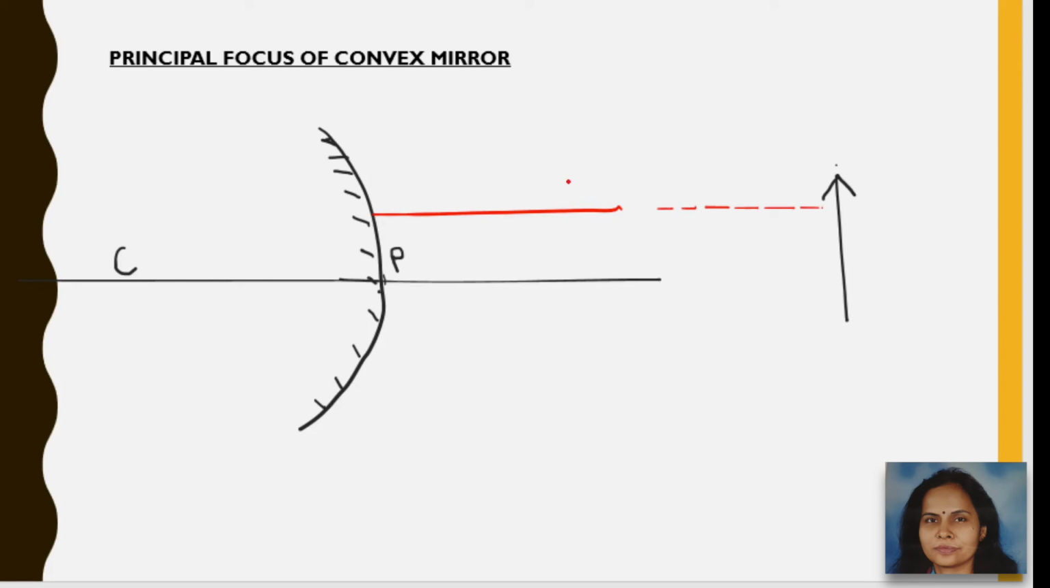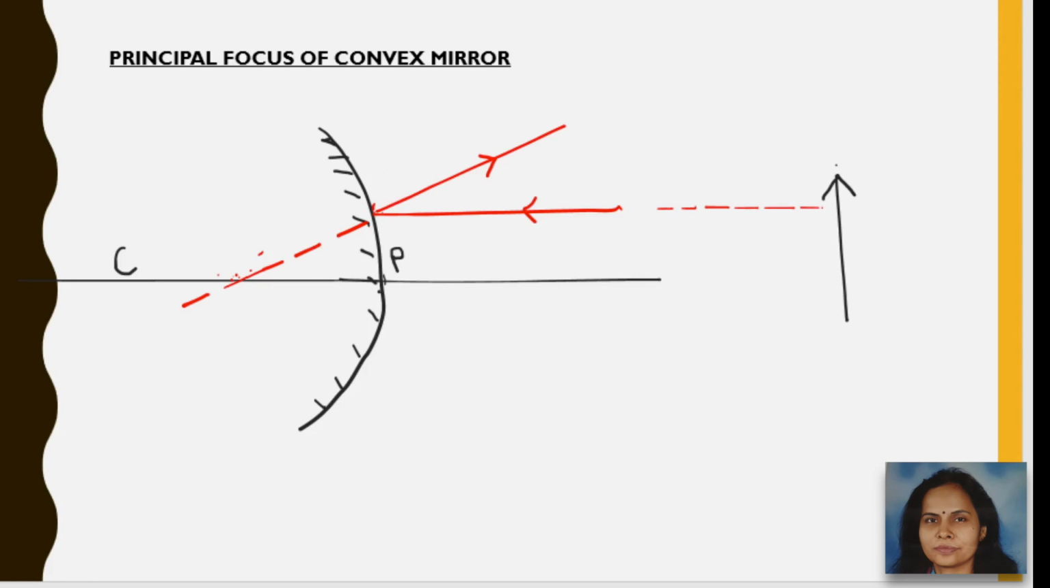So this is the first incident ray. Let's put an arrow here. After hitting the reflecting surface of the convex mirror, it will go in such a direction that if I take it in the backward direction, it will pass through a point on the principal axis, right? Now you need to take care while drawing this that this line should be a straight one. There should not be any bending here, right?